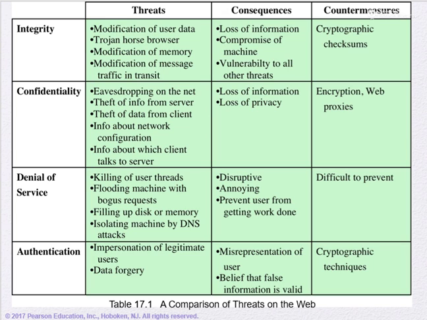Then with respect to confidentiality, we know there is eavesdropping, theft of information from the server and some others. The consequences are loss of information and loss of privacy. As a countermeasure, whenever you want to make your data confidential, you can use either encryption or web proxies. Similarly, denial of service is an attack on the availability service. So if a denial of service attack happens, it is an attack on your service.